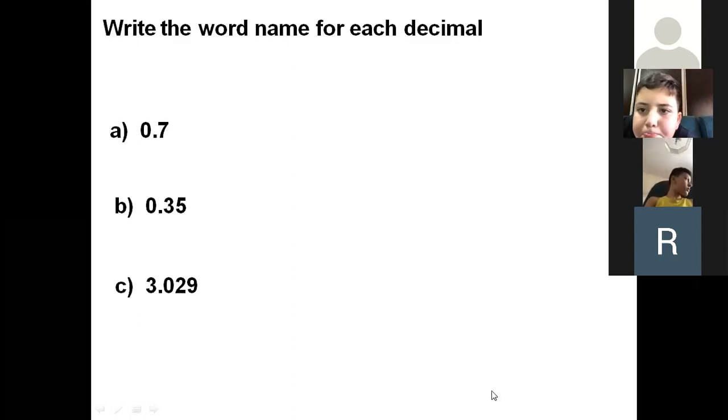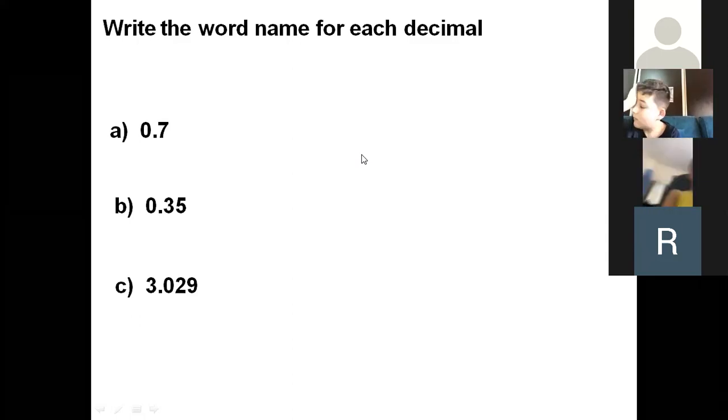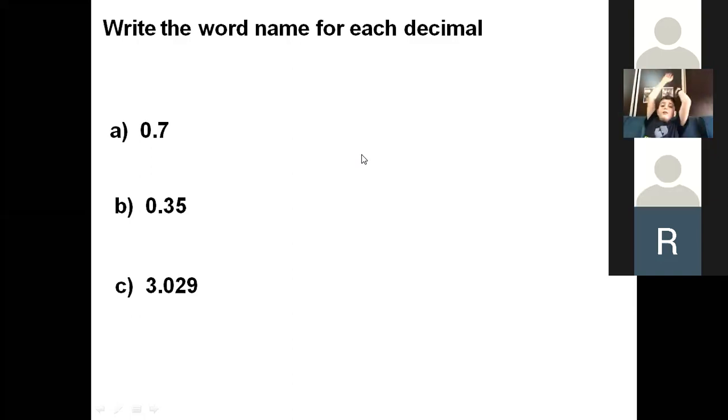We don't read the 0 point. We just say 35 hundredths. Yes, excellent. It's 35 hundredths. See, we don't read the 0 because it's a 0. So we go to the 35, and the last digit, the 5, is in the hundredths. Okay, thank you, Manar. Let's go to Muhammad.